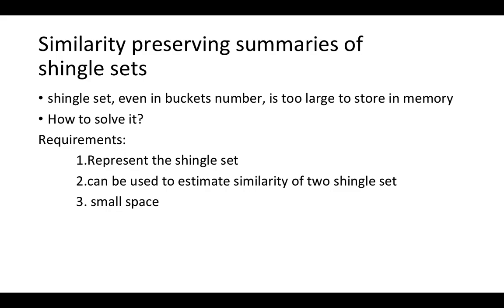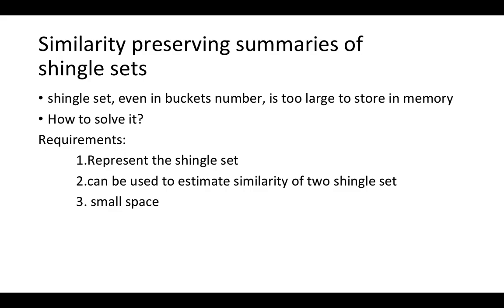Sets of shingles are large. Even if we hash them from strings to numbers, the space needed to store a set is still roughly 4 times the space taken by the document. If we have millions of documents, it might not be possible to store all the shingle sets in the main memory. We want something that, first, can represent the shingle set. Secondly, can be used to estimate the similarity of two shingle sets. And thirdly, only takes small space.